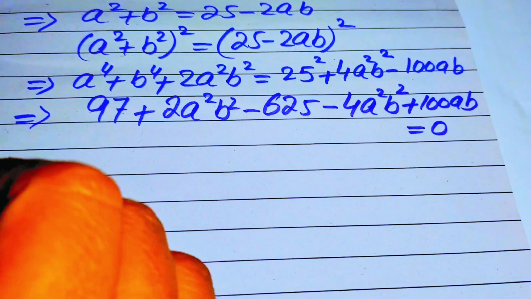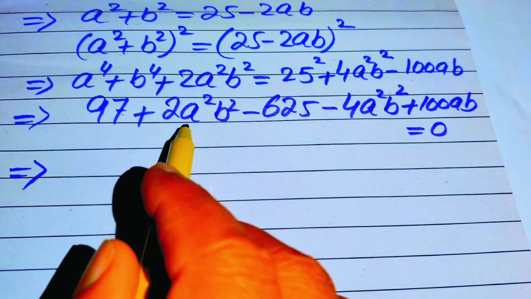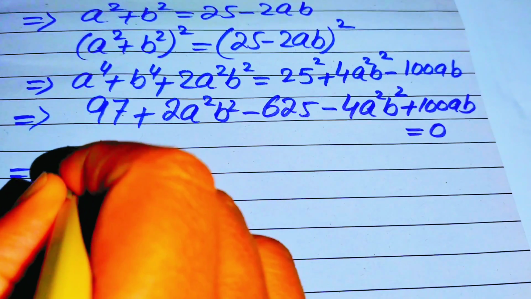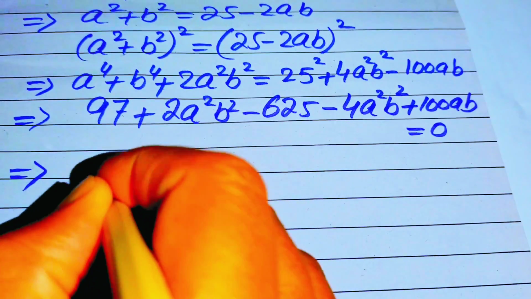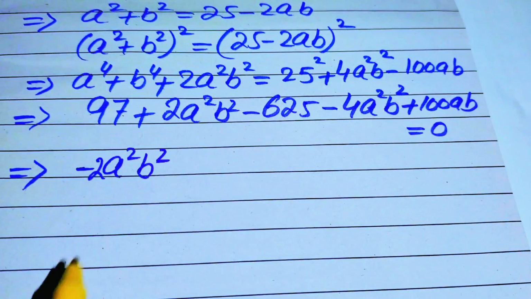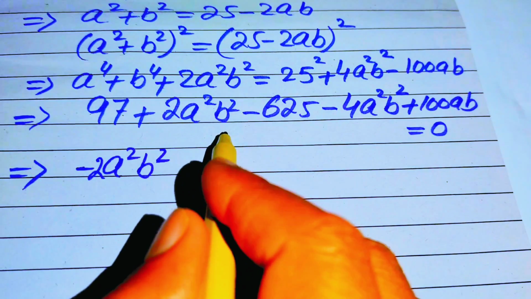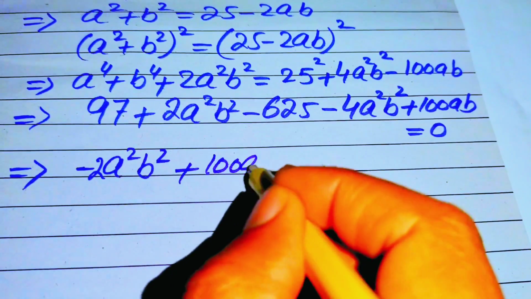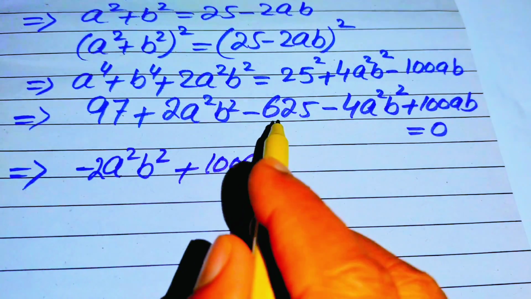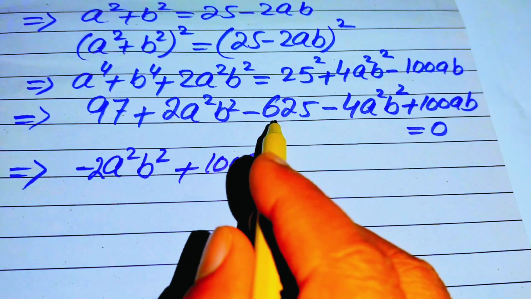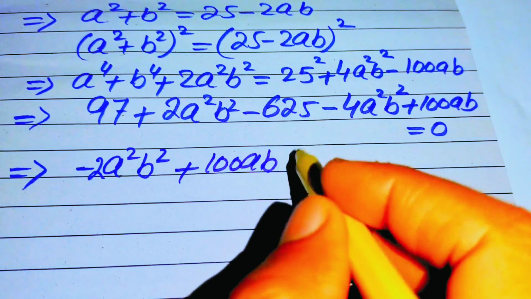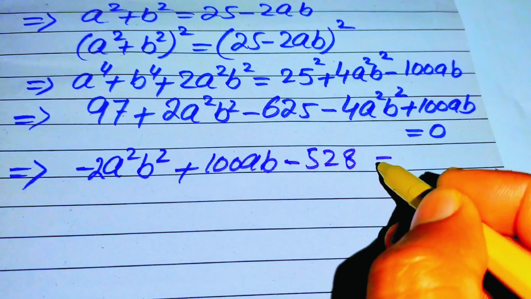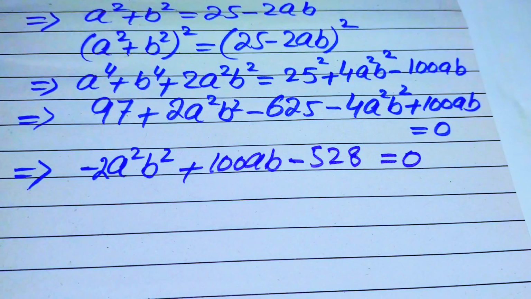So now here we add or subtract the like terms, and first we subtract 2 times a square b square by minus 4 times a square b square, then you get minus 2 times a square into b square, and after that we have plus 100 times ab, and this 97 minus 625 equals minus 528, and this equals 0.